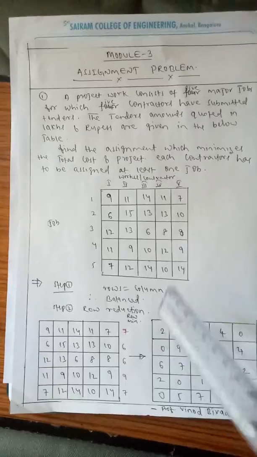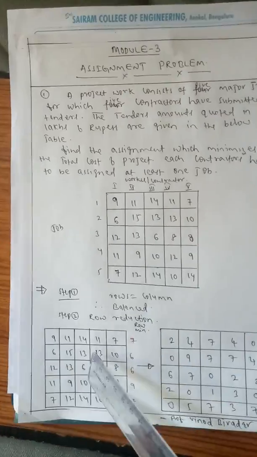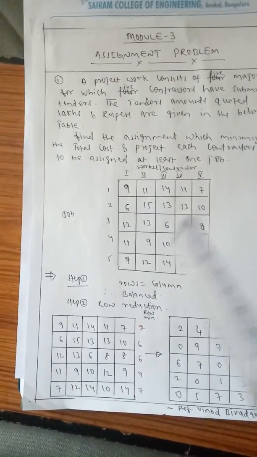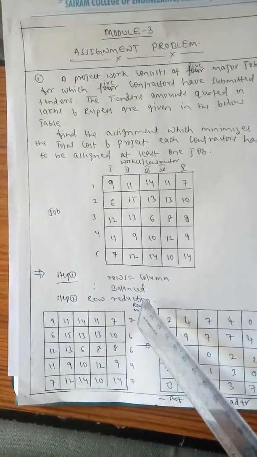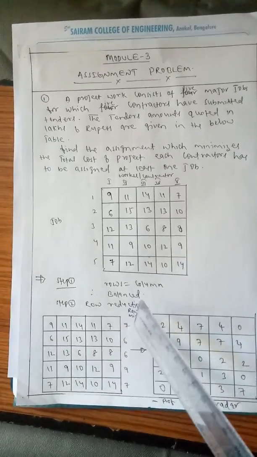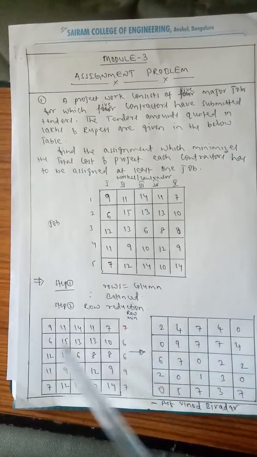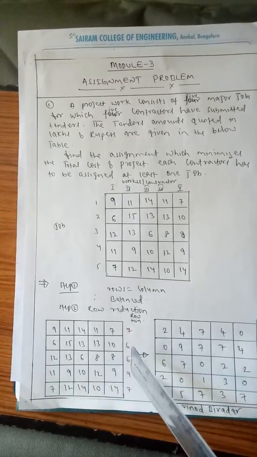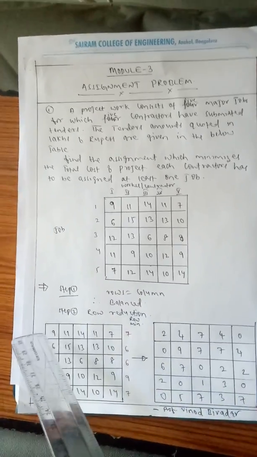The second step is called the row reduction method. Write down the matrix as it is in the given box. Now find the minimum value from each respective row and write it down at the side. From the first row the minimum value is 7, from the second row 6, from the third row 6, fourth row 9, and the last one is 7.